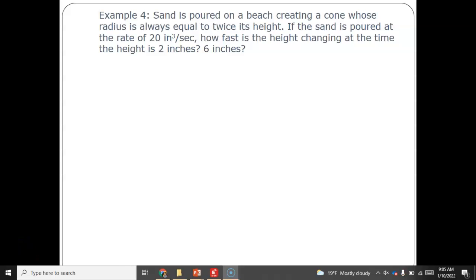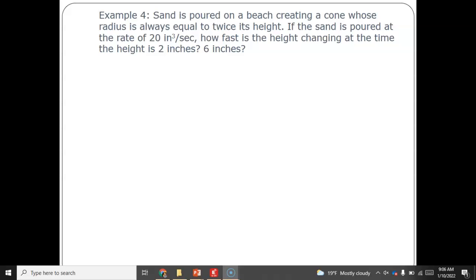Sand is poured on a beach, creating a cone whose radius is always equal to twice its height. So when we talked the other day, we talked about how a cylinder's radius or height, one would be changing but not the other. Or how in a triangle, two sides would change but not the third. In a cone, you can have both the height and the radius changing together. So in this case, it says the radius is always equal to twice the height.